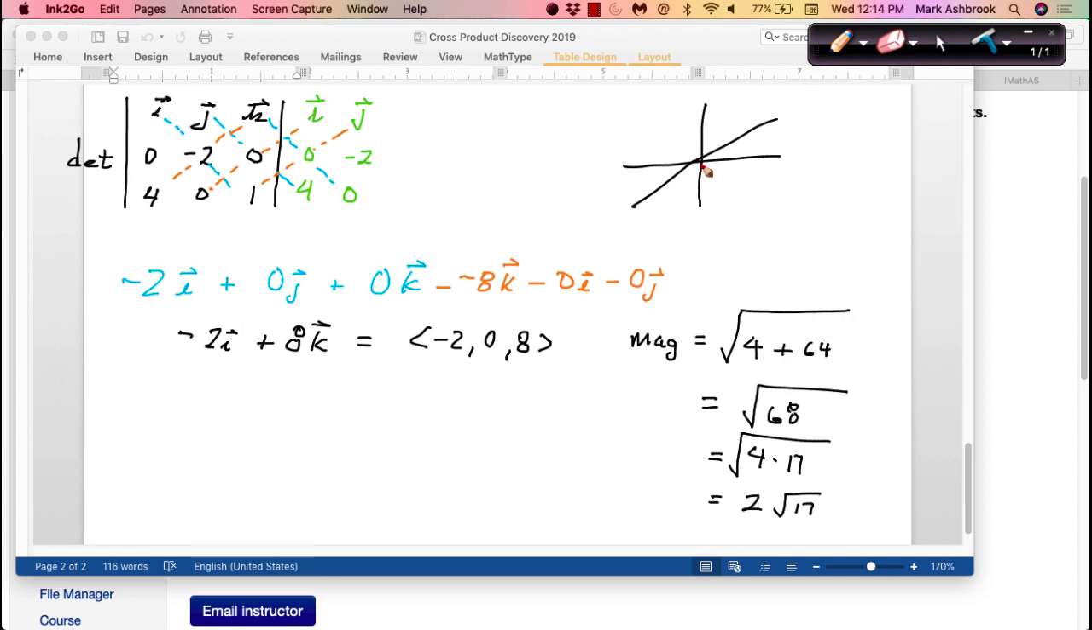It was what we said, like in the xz plane. So here's the xz plane, and then tip back a little bit, right? Is that what we got? Negative 2, 0, 8. Does that agree with that? Yeah, a little bit back, negative 2, and a lot up, 8, and in the xz plane. So that checks out.